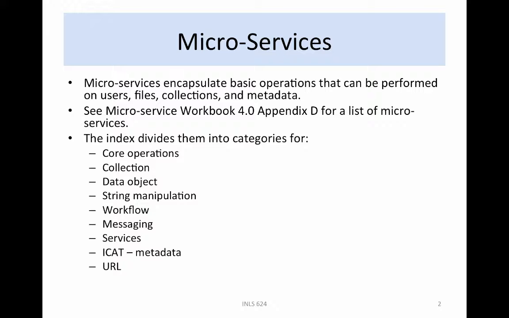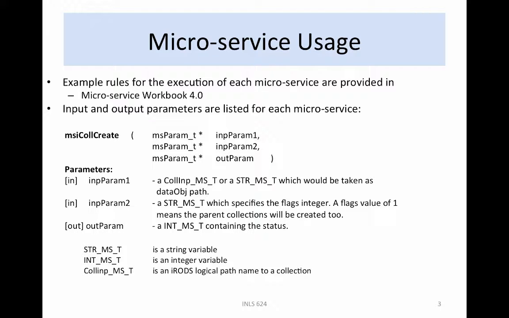transform, split, and subset strings, workflow operations, operations to manage a workflow, do algebra and math, messaging, operations to send out-of-band messages, services, operations to administer the data grid, ICAT metadata, operations to access the metadata catalog, URL, operations to interact with web services. The Microservice Workbook 4.0 provides information about every microservice, including a list of the input and output parameters and an example of how the microservice is used.